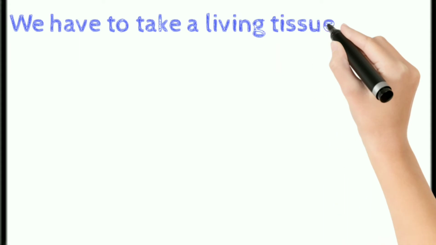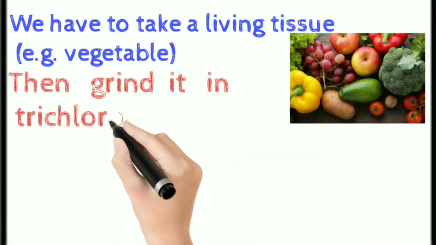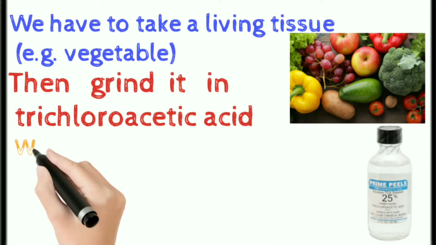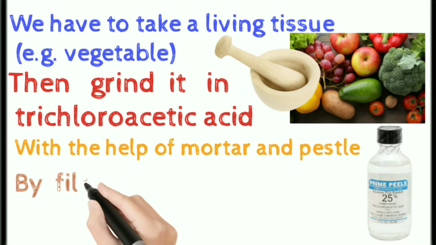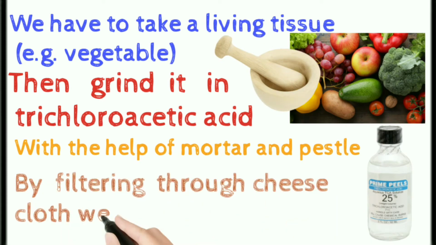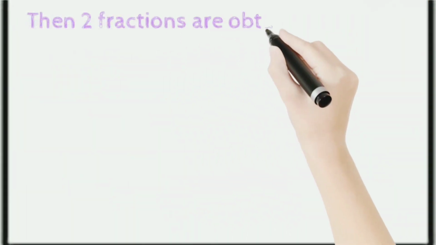We have to take a living tissue, e.g. vegetable, then grind it in trichloroacetic acid with the help of mortar and pestle. By filtering through cheesecloth, we obtain a thick slurry. Then two fractions are obtained.